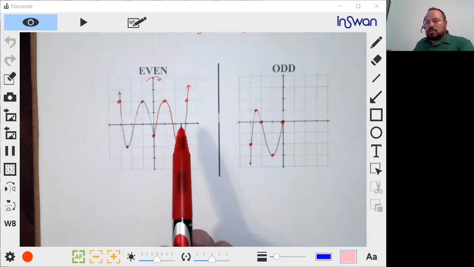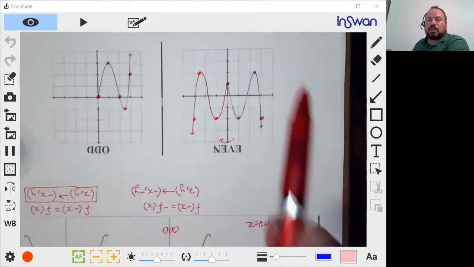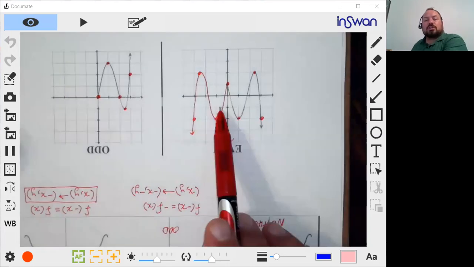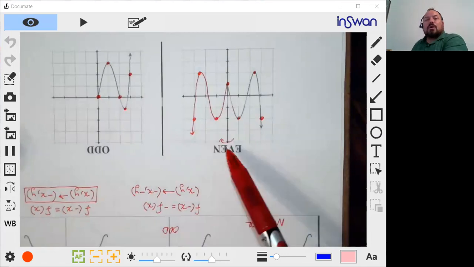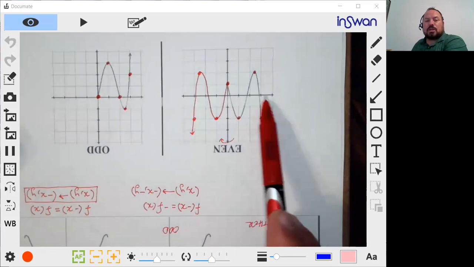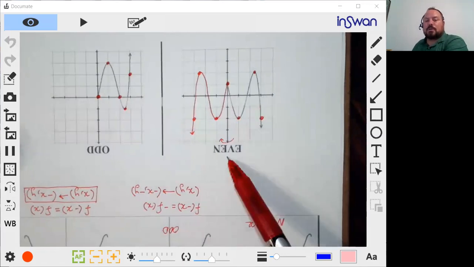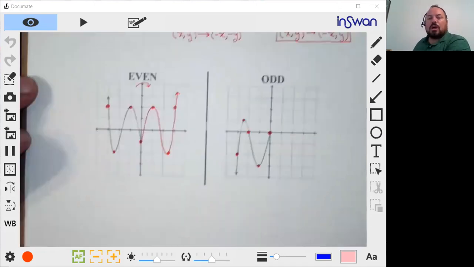Notice that if I were to turn this graph around 180 degrees, rotate it 180 degrees, it doesn't look the same as my previous graph, so I don't have odd symmetry. But the symmetry in the y-axis is still there, so I still say that this is an even function. Go ahead and rotate it back, and now let's work with the odd function.